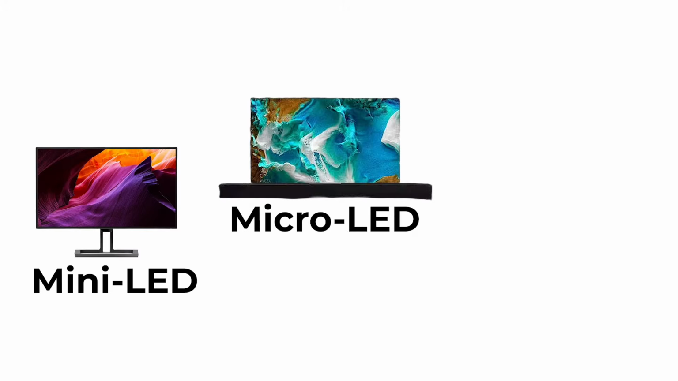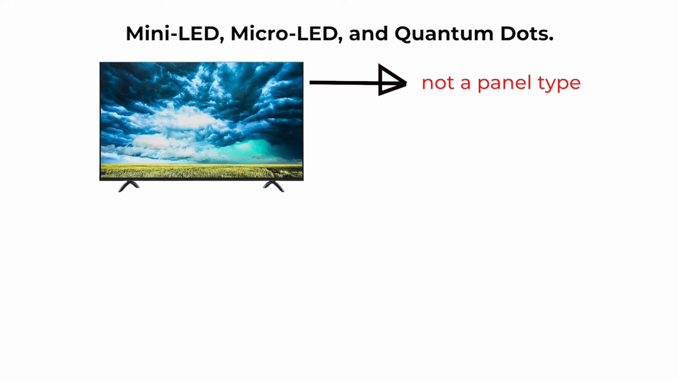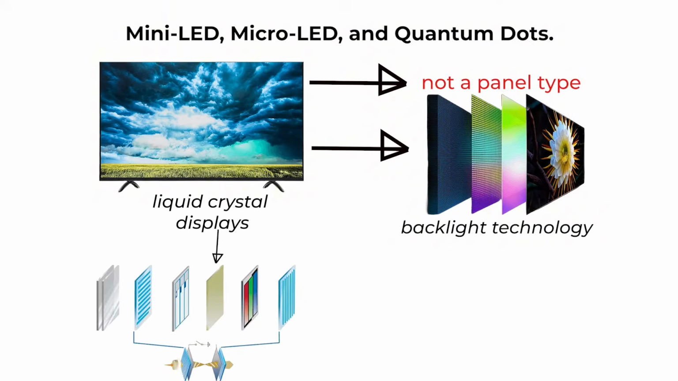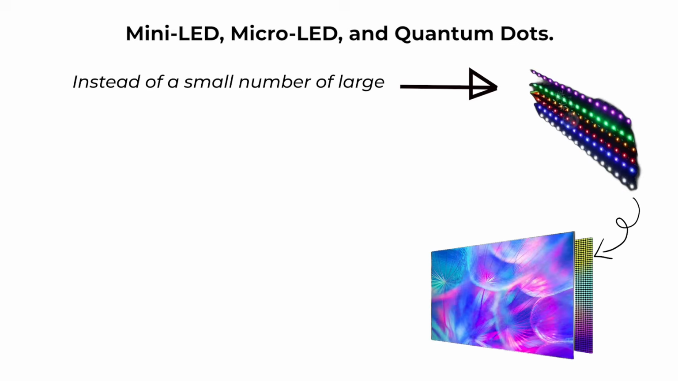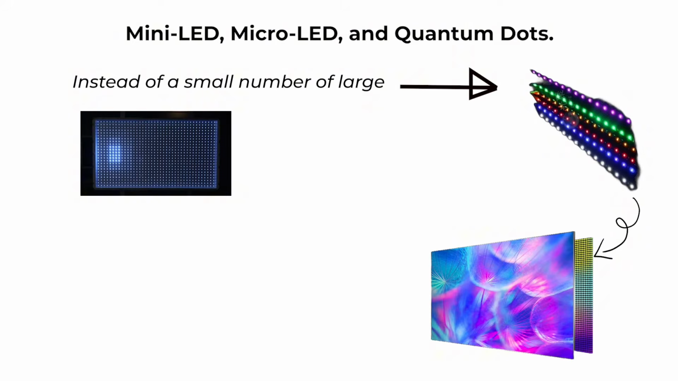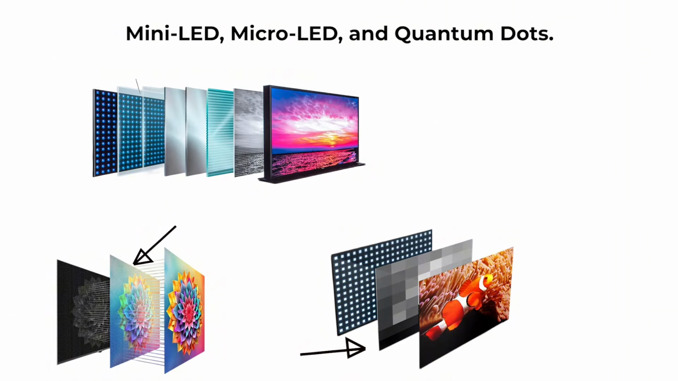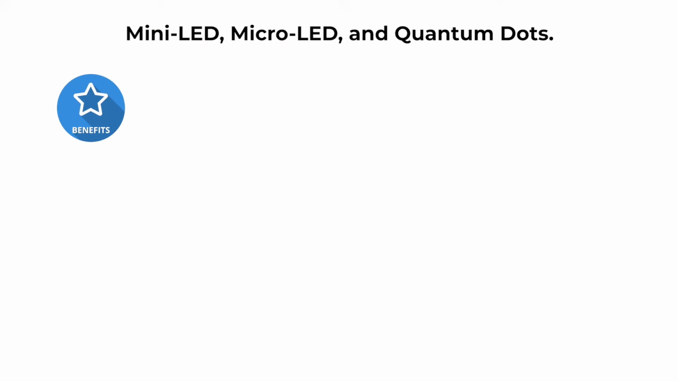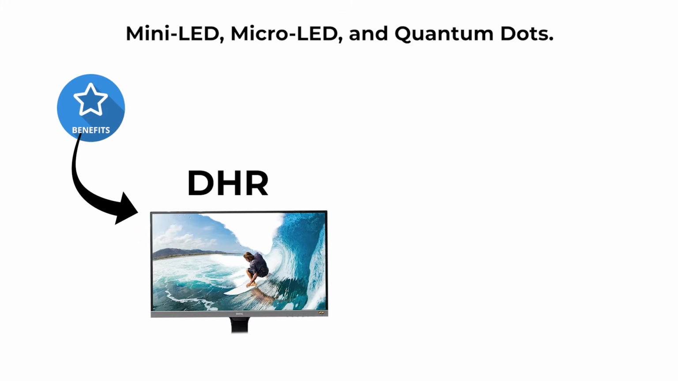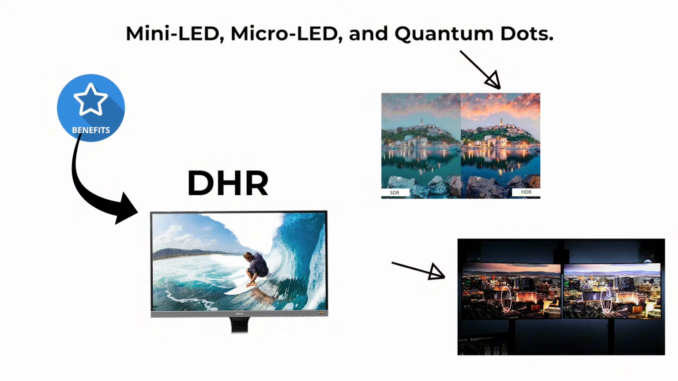Mini LED, micro LED, and quantum dots. Mini LED is not a panel type, but a backlight technology used with liquid crystal displays. Instead of a small number of large light sources, Mini LED uses thousands of tiny light-emitting diodes grouped into dimming zones behind the liquid crystal display panel. These zones can brighten or darken independently, allowing much more precise control of brightness. The main benefit is improved high dynamic range performance, where highlights can appear very bright, while dark areas stay deep.